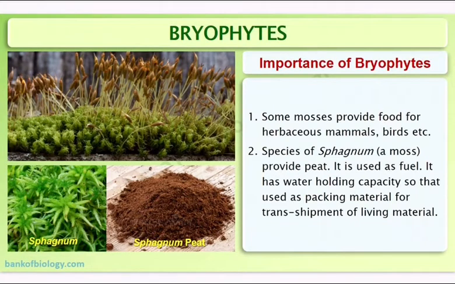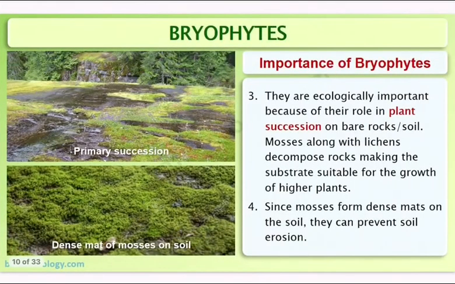So the importance of bryophytes: some mosses provide food for herbaceous mammals and birds. This is the main food. And a species of Sphagnum, a moss, provides peat. Sphagnum peat is used as fuel. It has water holding capacity, so it is used as a packing material for transshipment of living material. So this is the importance of Sphagnum.